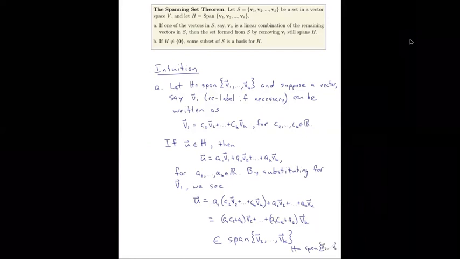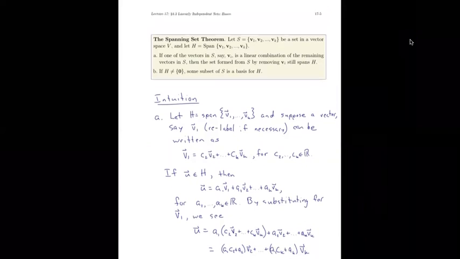There we are. Now, the second part of the theorem says this. If H is a set of vectors that is not just the zero vector, so in other words, H is a set that contains a non-zero vector, then some subset of S is a basis for H. Okay, so if H contains any non-zero vector whatsoever, right?